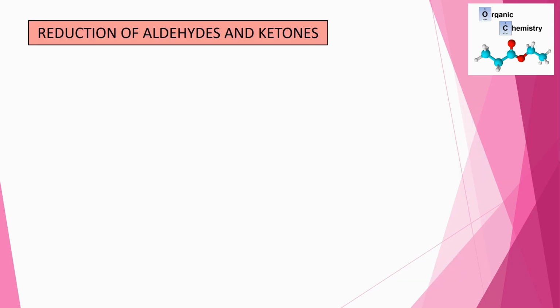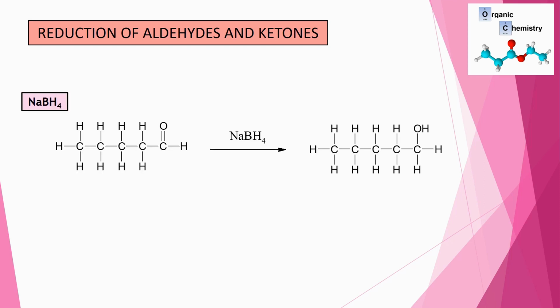Okay, so that's how we might oxidize or produce aldehydes and ketones from primary and secondary alcohols. If we want to turn an aldehyde or a ketone back into a primary or secondary alcohol, we carry out a reduction reaction. A reduction reaction involves us taking the aldehyde and adding sodium borohydride. And the sodium borohydride is a reducing agent.